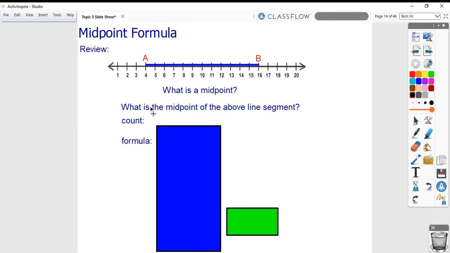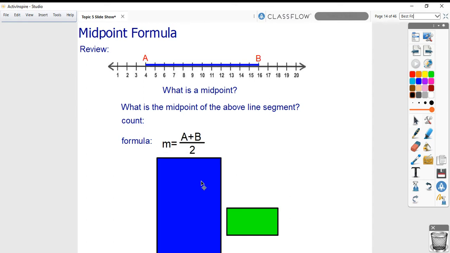So there are a couple of different ways you could find it. One of them was just looking at the picture and counting off 1 unit or 2 units at a time until you reach the middle. If we did that on this one, we could count off 6 from there and 6 from there, and we find a midpoint of 10. But there was a mathematical formula that we used that showed what it was. And it was this formula right here.